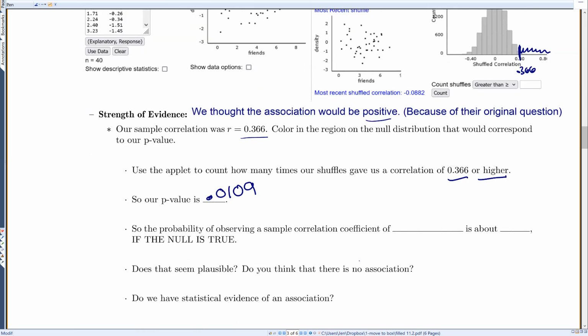So how do we interpret our p-value? That means the probability of observing our sample correlation coefficient of 0.366 or higher, that's what we got in our sample, is about 0.0109 if the null is true. So that means if there is no association.